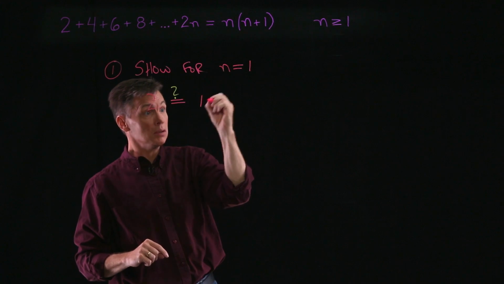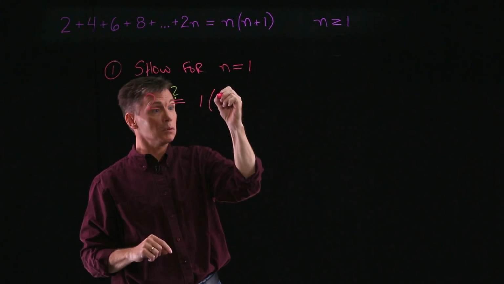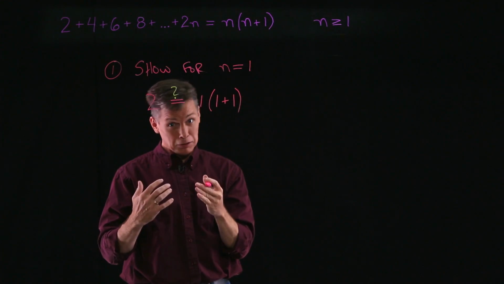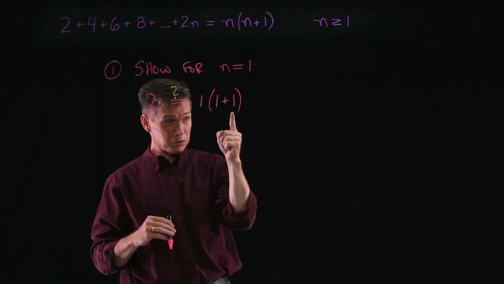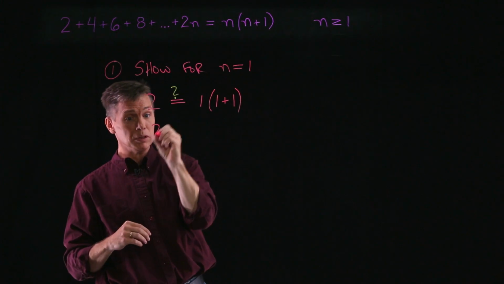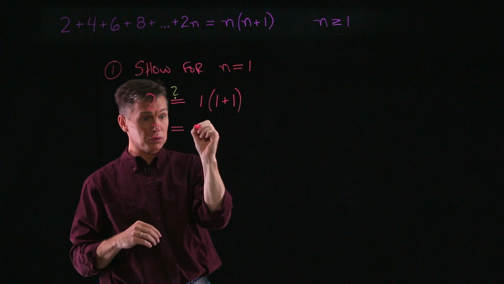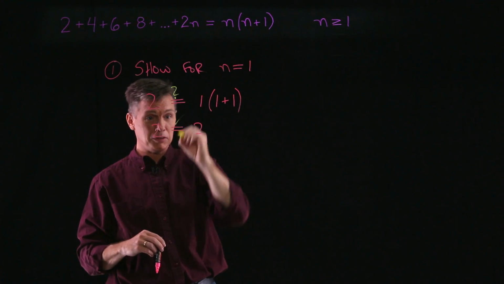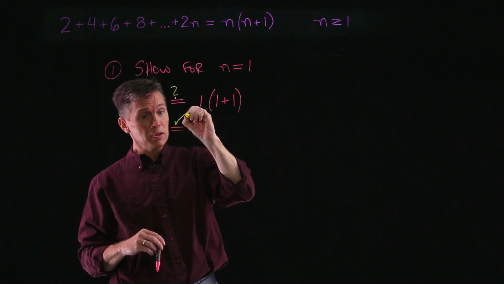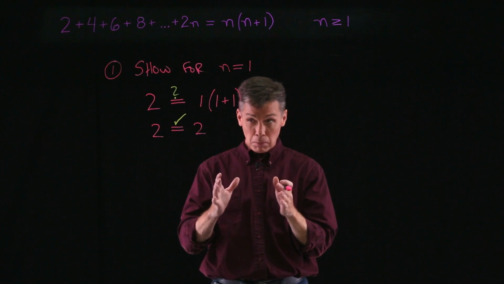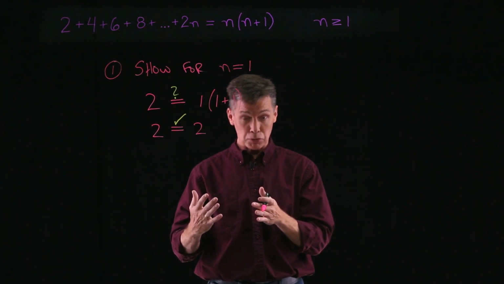I'll put a 1 in. 1 times 1 plus 1. Pretty easy arithmetic, I think, right? 1 plus 1 is 2. Multiply by 1. We do get 2 equals 2, right? Check mark. That's done. That's the first step in mathematical induction, is to show that the formula works for 1.